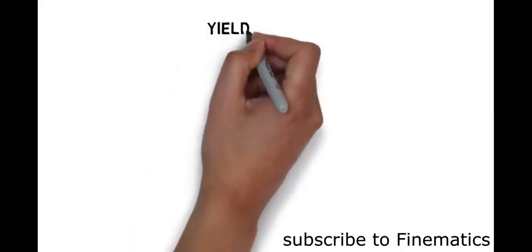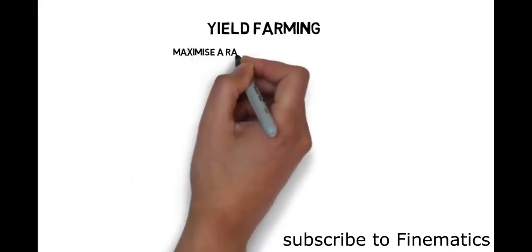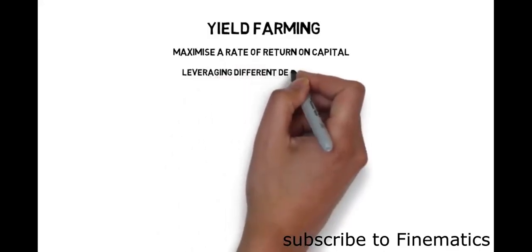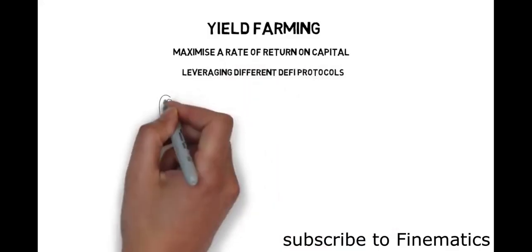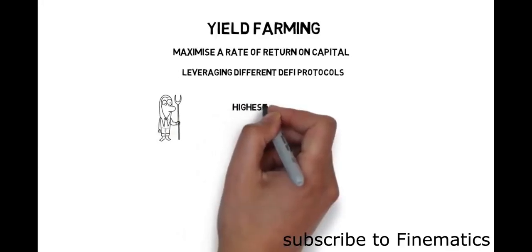Okay, so what is yield farming actually all about? Yield farming, in essence, is a way of trying to maximize a rate of return on capital by leveraging different DeFi protocols. Yield farmers try to chase the highest yield by switching between multiple different strategies. The most profitable strategies usually involve at least a few DeFi protocols like Compound, Curve, Synthetics, Uniswap, or Balancer.